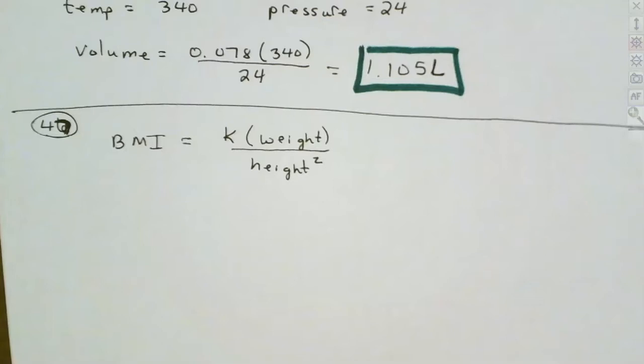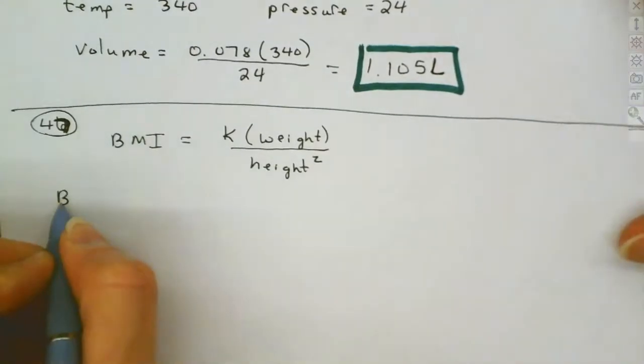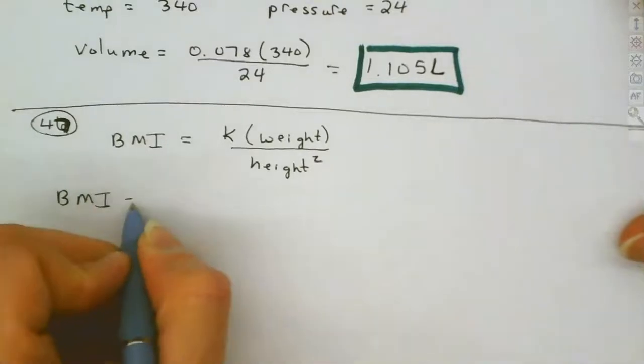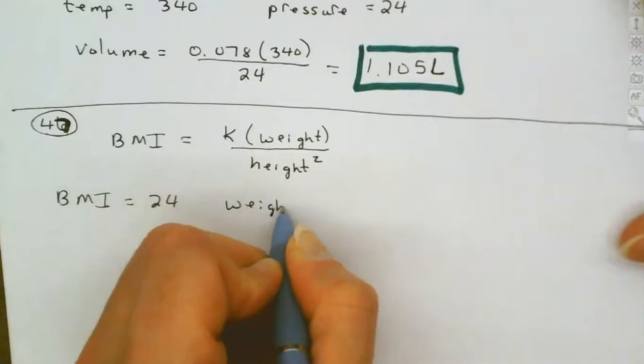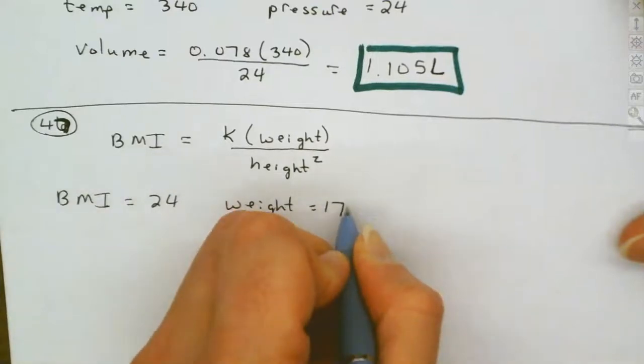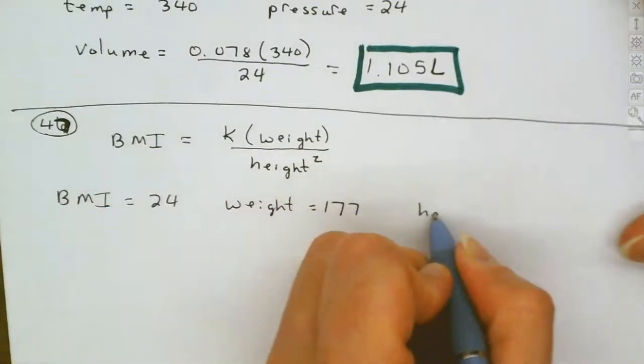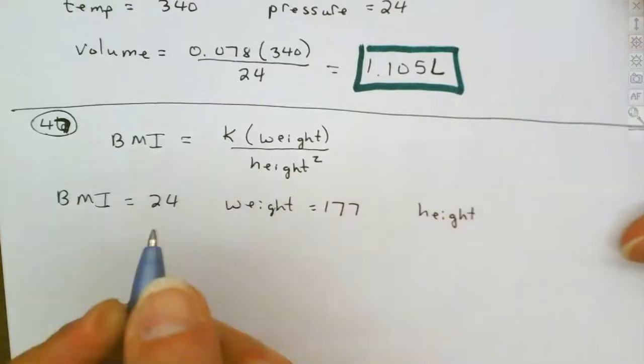So what do we have? We've got a person that comes in, a 6 foot tall person weighs 177 pounds, BMI of 24. So the BMI of this person is 24. The weight is 177. And the height. Now the height has to be in inches.